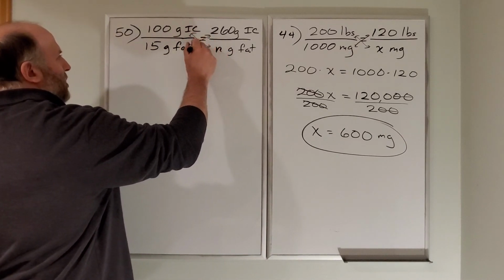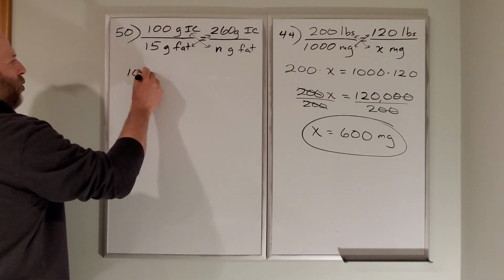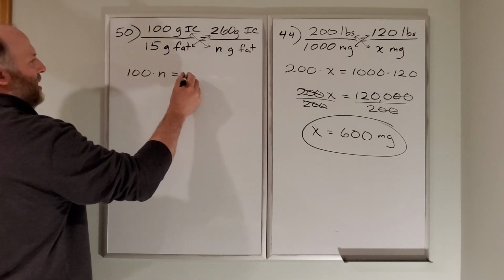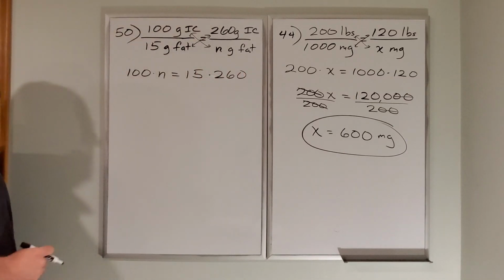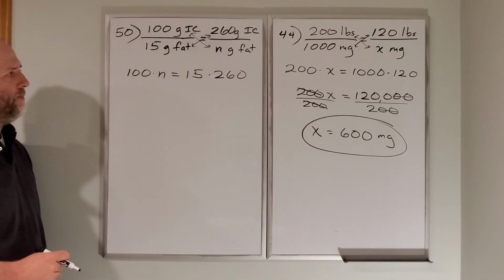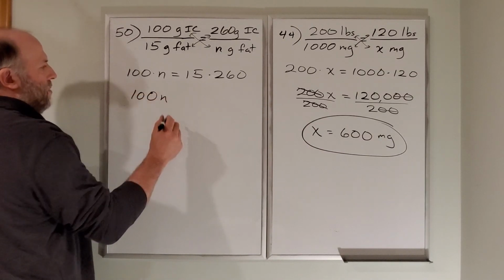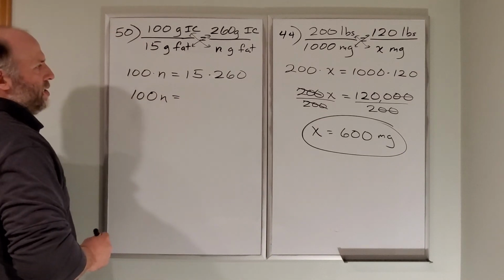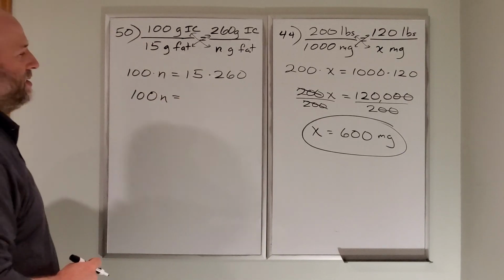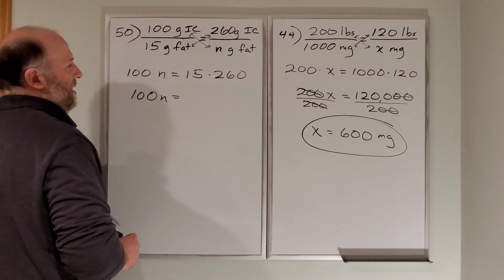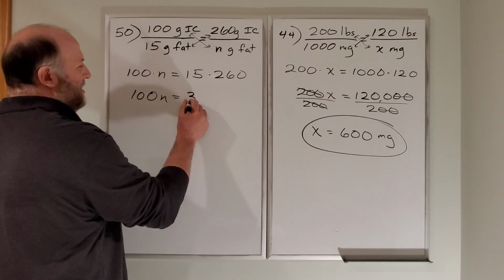Go ahead and cross multiply, just using the numbers and the variables. So we have 100 multiplied by n. That should equal 15 times 260. Okay. So obviously we'll just usually write this as 100n, sans the multiplication symbol. 15 times 260 would be what? 1380 plus 2600, which would be 3980, I think.